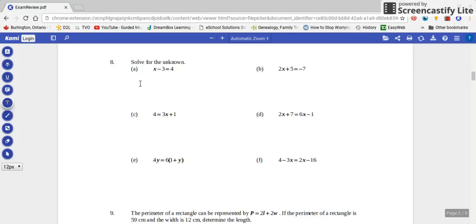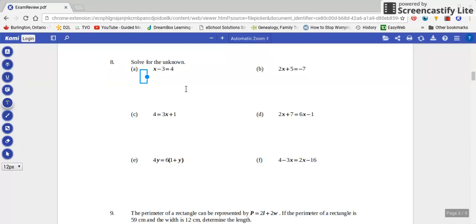Okay, and now here we go for question 8, some old school algebra. When you solve algebra, you are solving for the unknown. And if you see the letters and it makes you crazy, just think of it in letters like a question mark. So something, something, take away 3 equals 4.